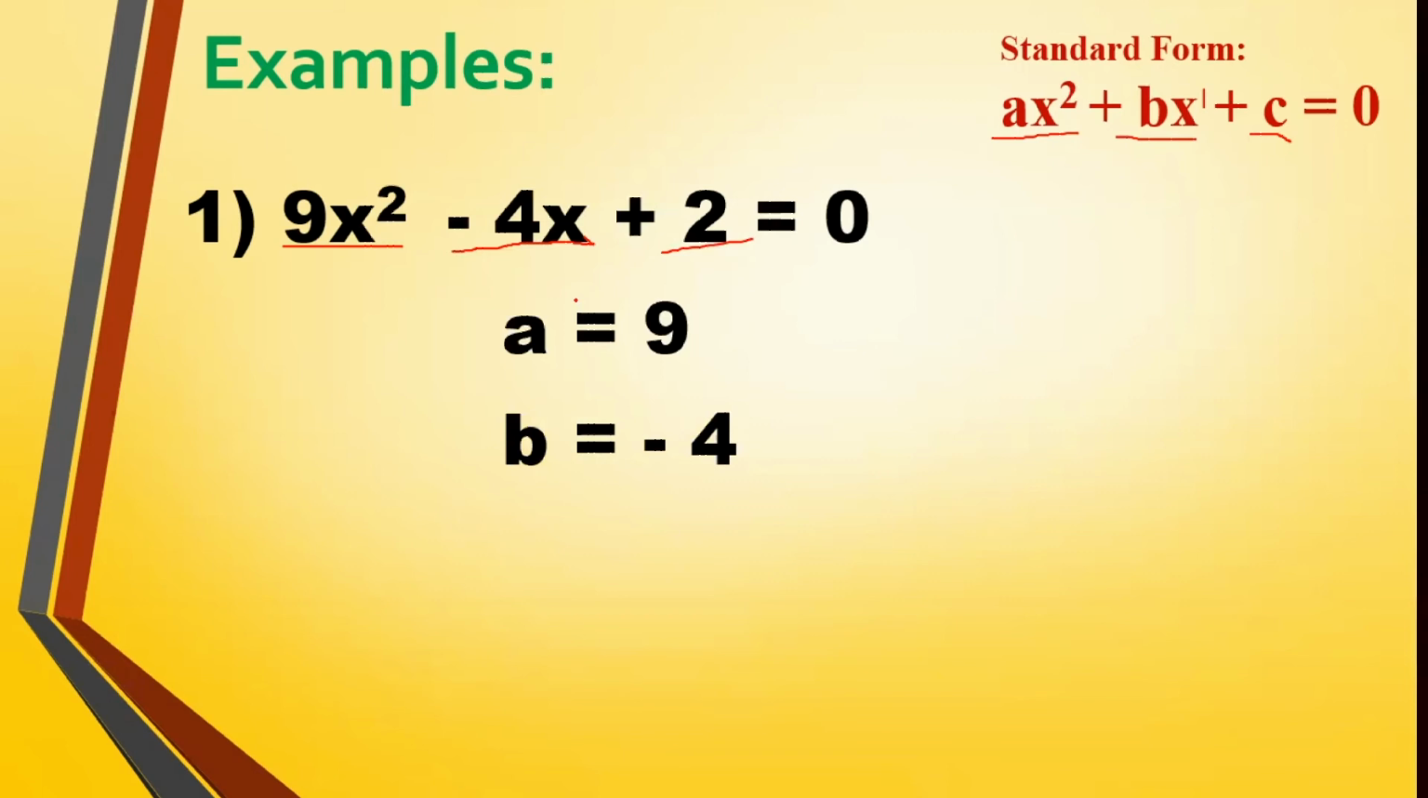Okay, so how about the value of c? 2. Okay, 2, very good, positive 2. The value of c is always the whole number in the equation. Okay, so any question about example number 1? None. If there are no questions, let's proceed to example number 2.